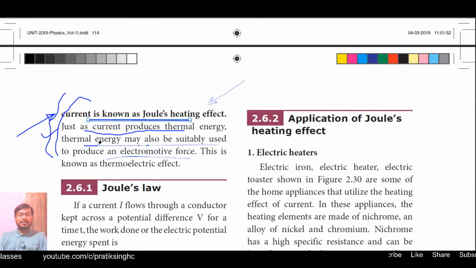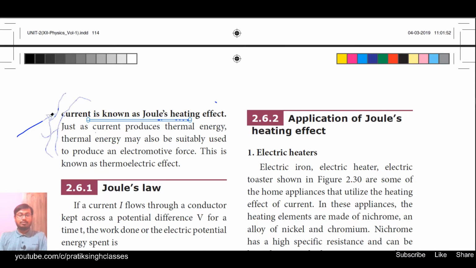The thermoelectric effect is that effect in which we convert heat energy into electromotive force, or simply, electricity. We will discuss this in depth, and we will try to find other phenomena related to the thermoelectric effect.